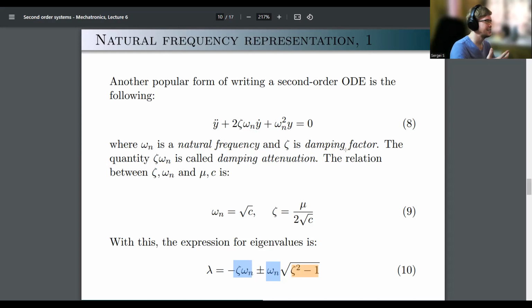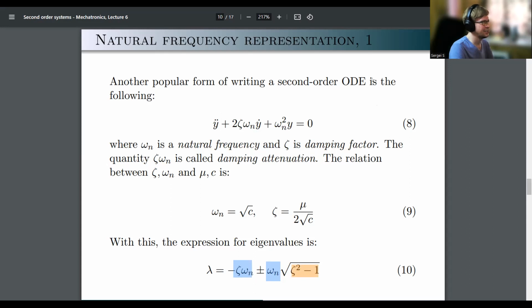So this is a little bit nicer because previously, I remember we always had to consider two cases, like what happens with relations between mu and c. Now we don't have to consider it because under the square root, there is only one variable.